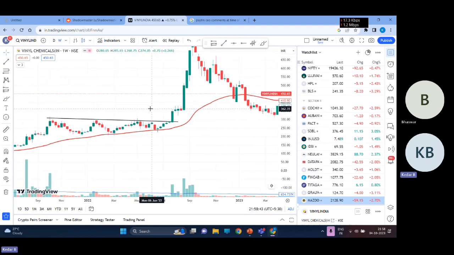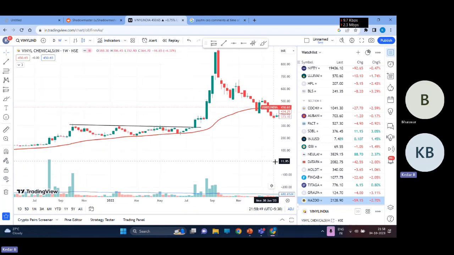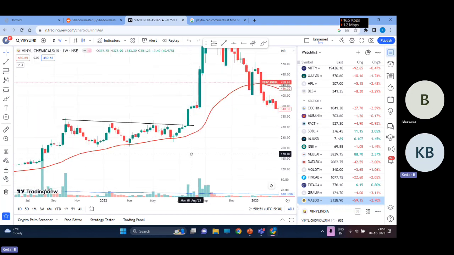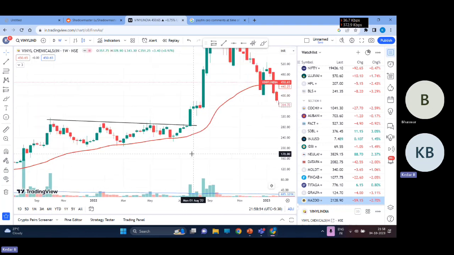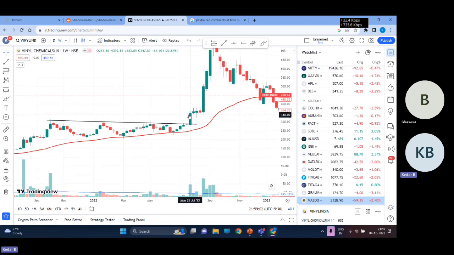I didn't know what the company does. I'm least bothered what it does. It does not matter to me. I hadn't even heard its name anywhere. It just came on my scanner because it was fitting my criteria and it was rising up. So what I did was I simply bought it based on my buy criteria.